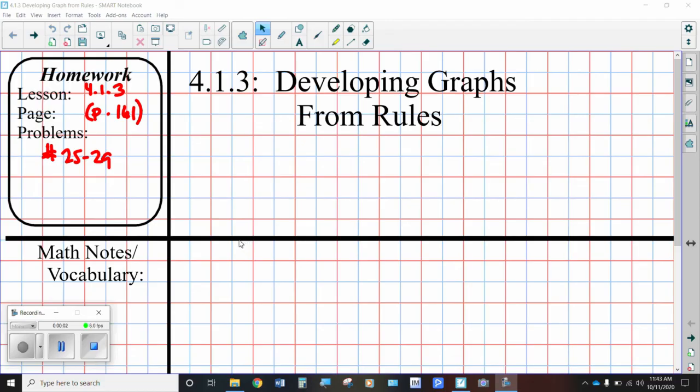Alrighty, here we go with lesson 4.1.3. We are going to develop graphs from rules.